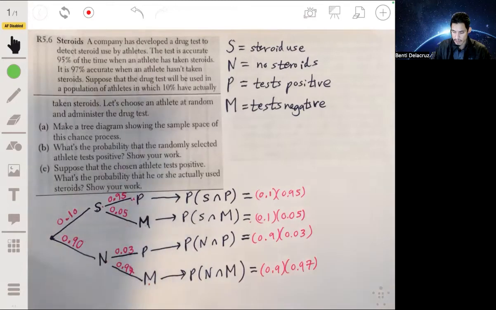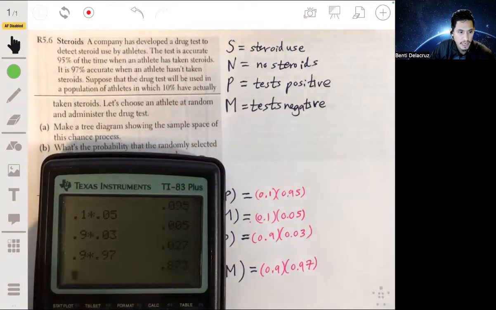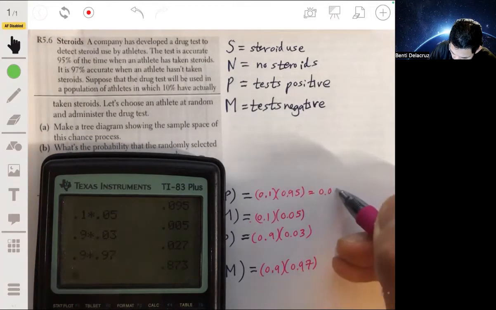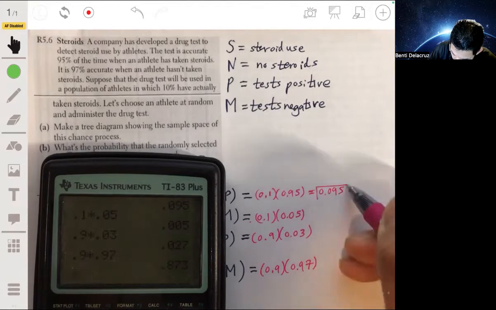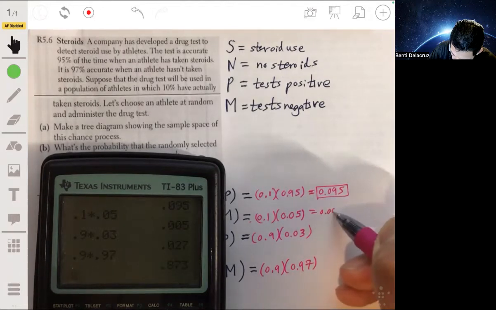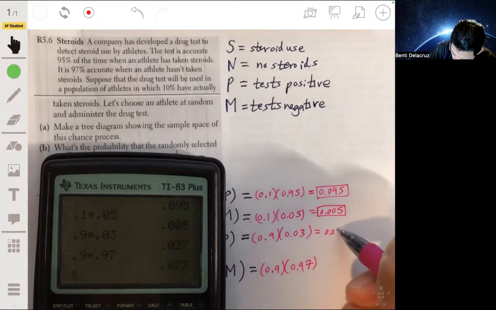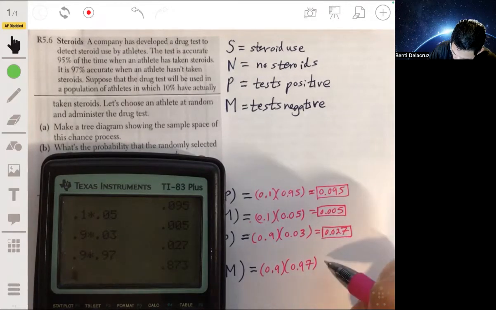So you crank those out. Calculator technology: 0.095 here, 0.005 here, 0.027 here, and 0.87.